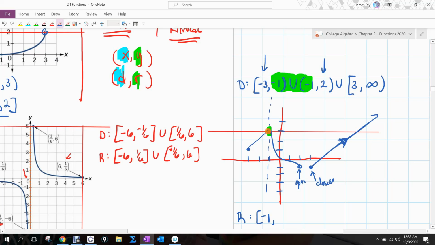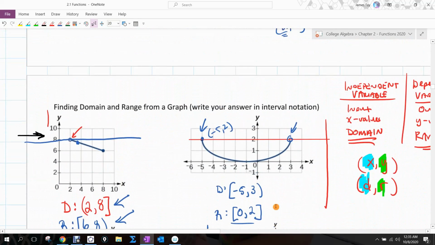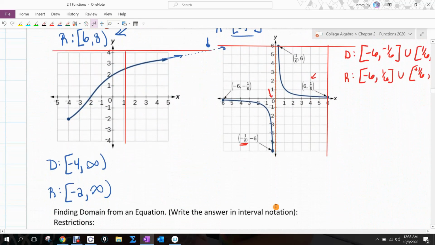This arrow tells me that these are going to go on forever in that direction. So is 3 my last value? Or is 4? Or is 5? Or do we see that my range goes from negative 1 all the way up to infinity? Because that's what that arrow is telling me. That thing's going to go on and keep growing in the y direction up to infinity. So that's how we kind of talk about domain and range with graphs.